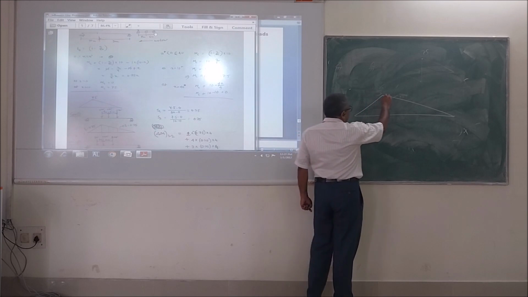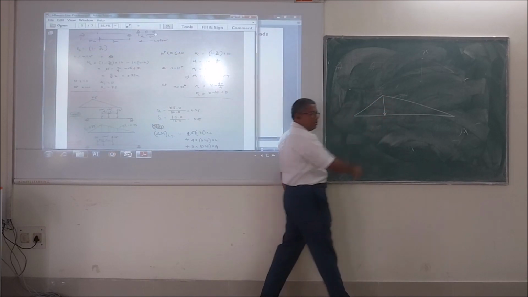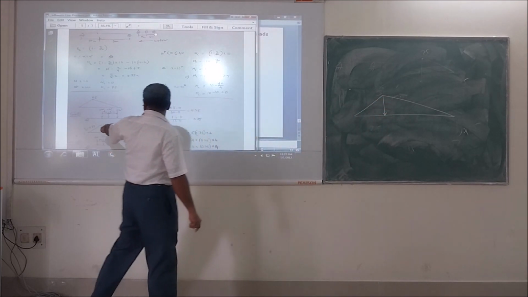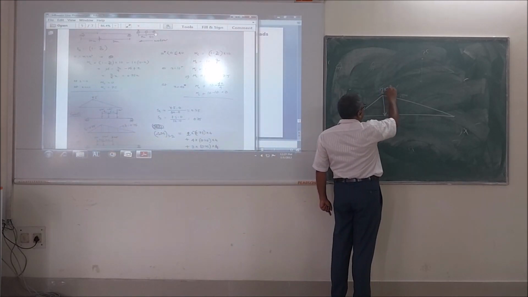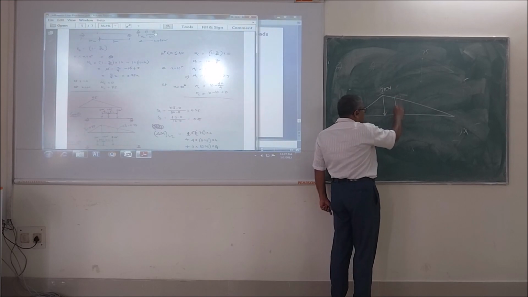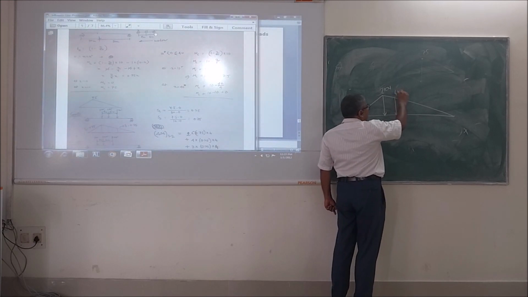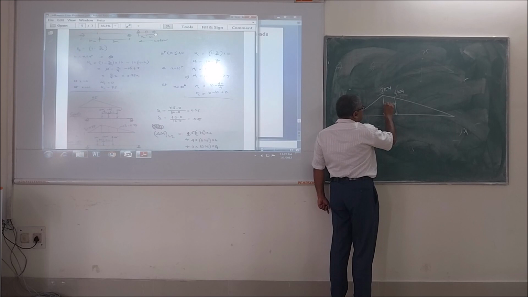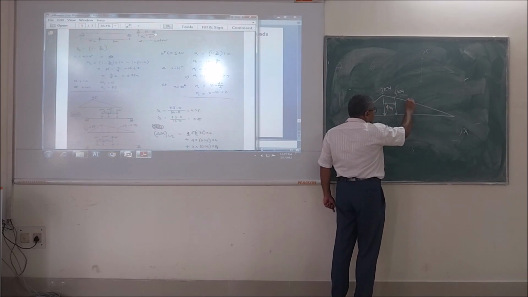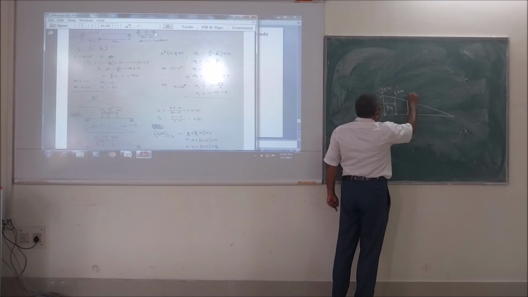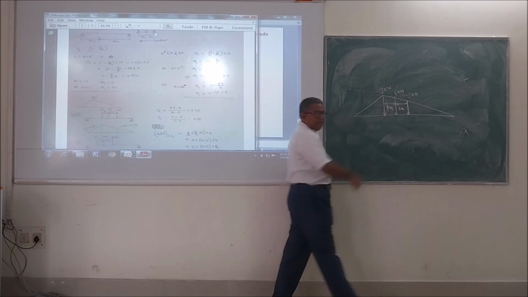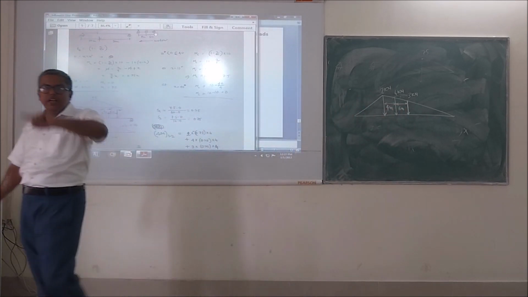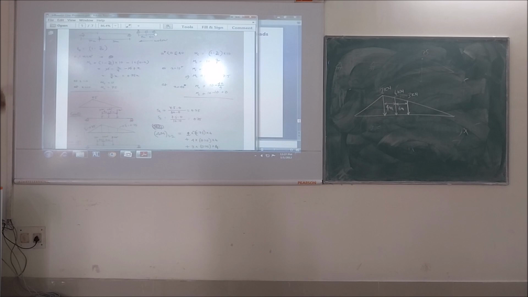Now, first position. So what is this load? How much? 2 kilonewton, right? So here you are placing 2 kilonewton. Next one is 4 kilonewton, right? How much is the distance? 4 meter. Next is 3 kilonewton. How much is the distance? 6 meter, right? Clear? So this is my first position.